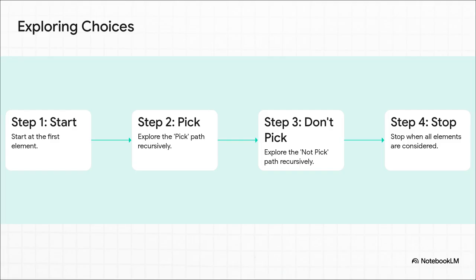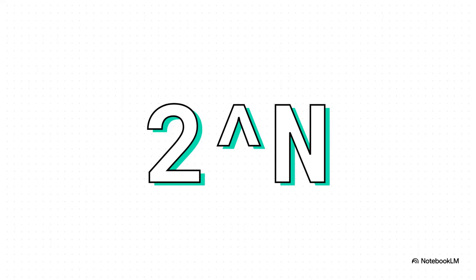We'll start at the very first number, we pick it, and then we recursively explore that entire path to see where it goes. Once that whole path is finished, we pop back up to the start and we explore the other choice, not picking that first number. By doing this for every element, we systematically explore every single combination there is. So by making this simple pick or not pick choice for each of our n elements, we end up exploring 2^n possibilities. It's a brute force approach, for sure, but this simple pattern guarantees that we check every single possible subsequence. Literally, no stone is left unturned.